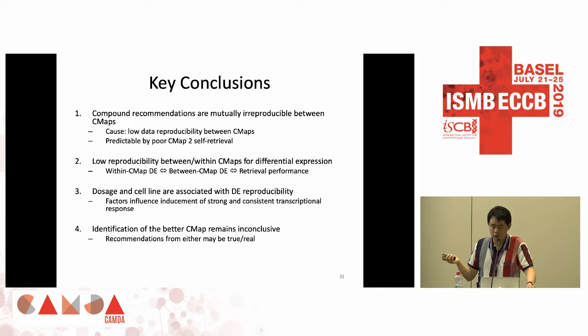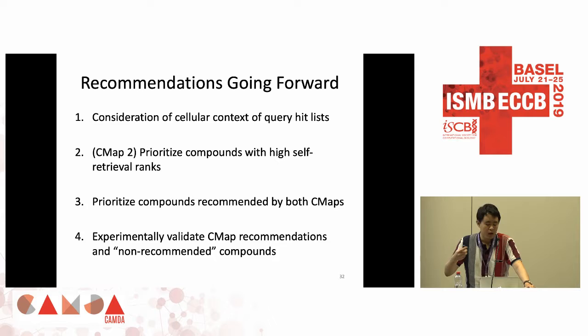And the fourth one, our attempt in identifying the better CMAP was unsuccessful. And taking into consideration the reported positive findings in literature, I guess we could say that the recommendations from both CMAPs at this point might be real, they might be true, but they're just different. So what do we do with this now? So we do have a couple of recommendations moving forward.